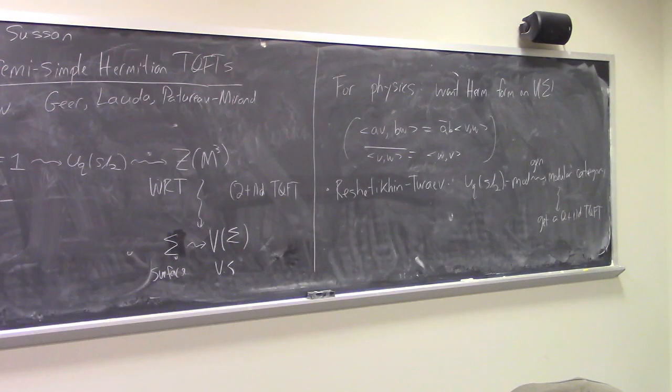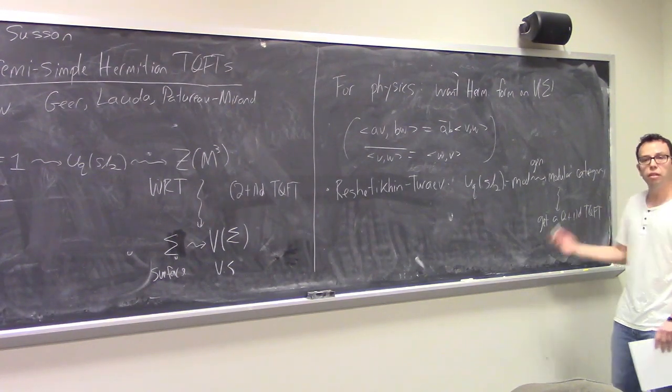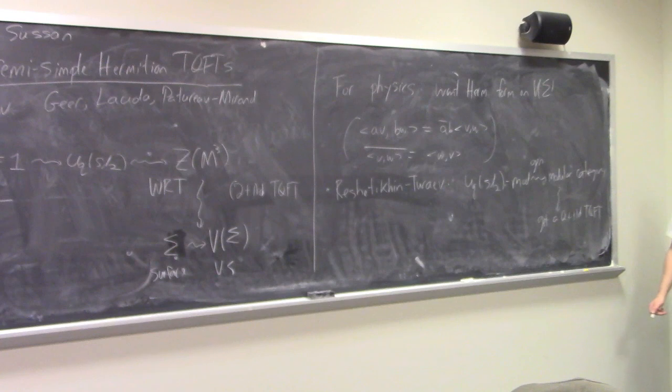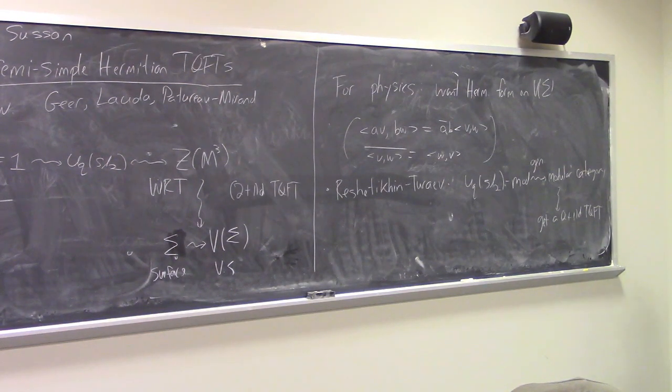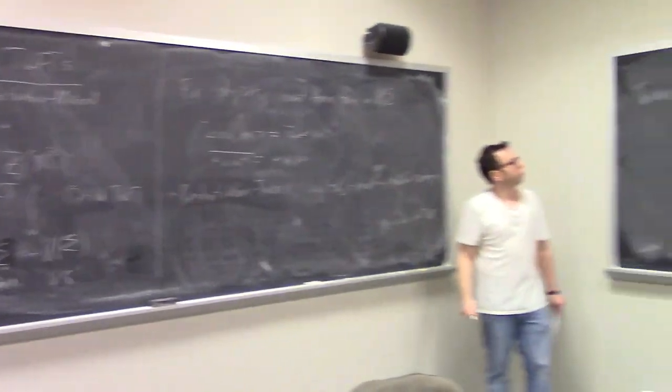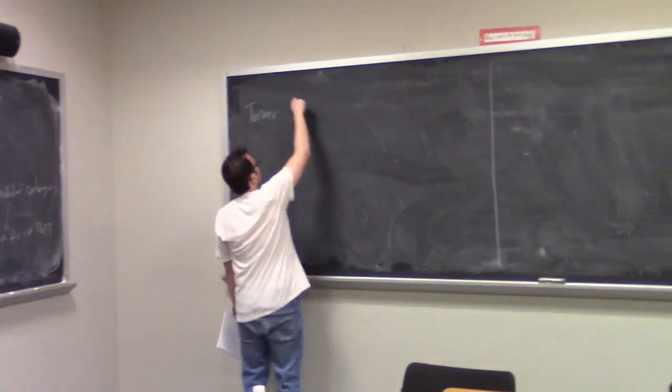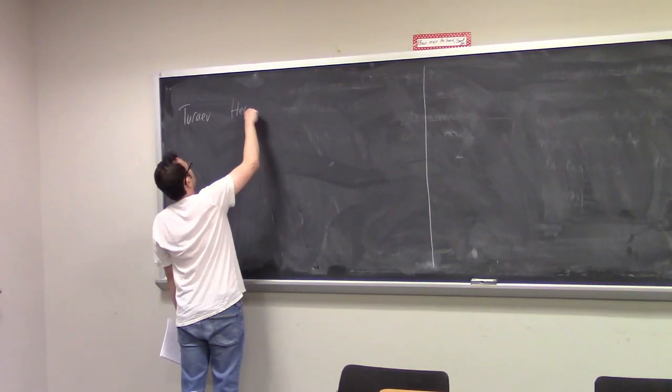Then the question is, what extra structure do you need on your modular category, your modular tensor category, to get these Hermitian forms? And this was, I believe, due to Turaev, well, maybe not all due to Turaev, but it could be found in Turaev's book. Turaev defined the notion of a Hermitian category.